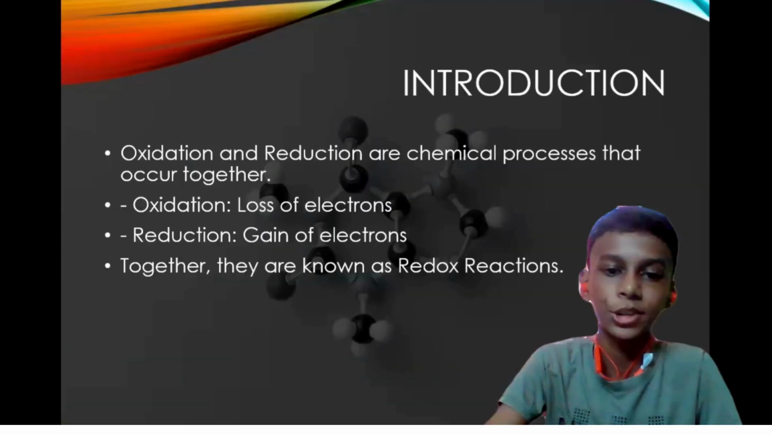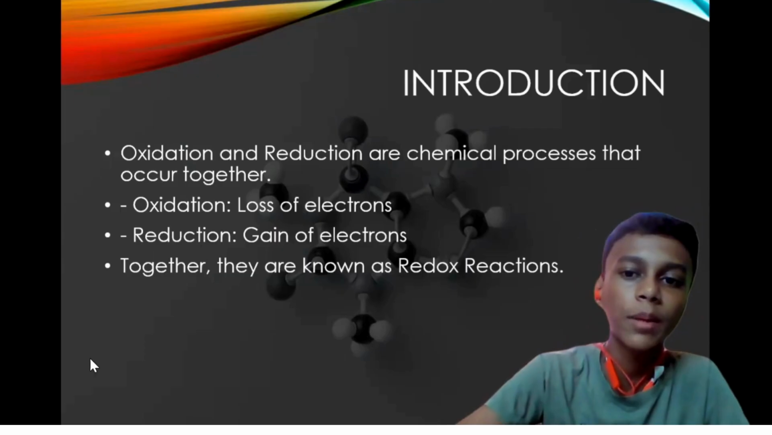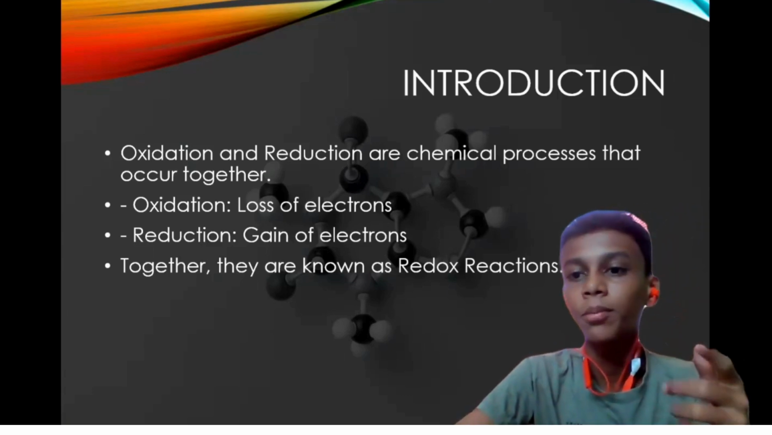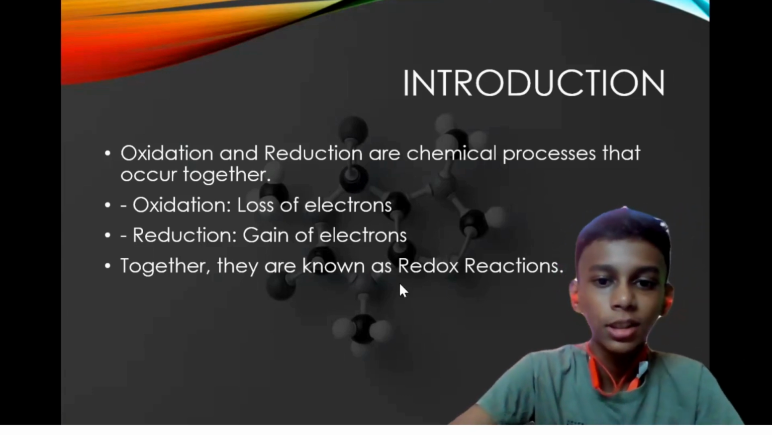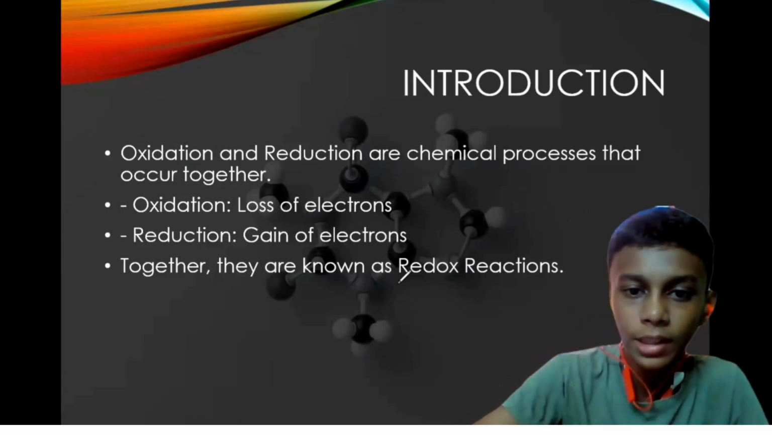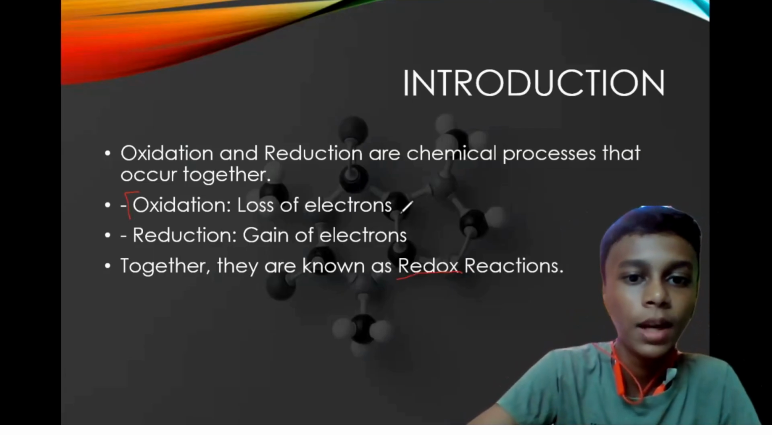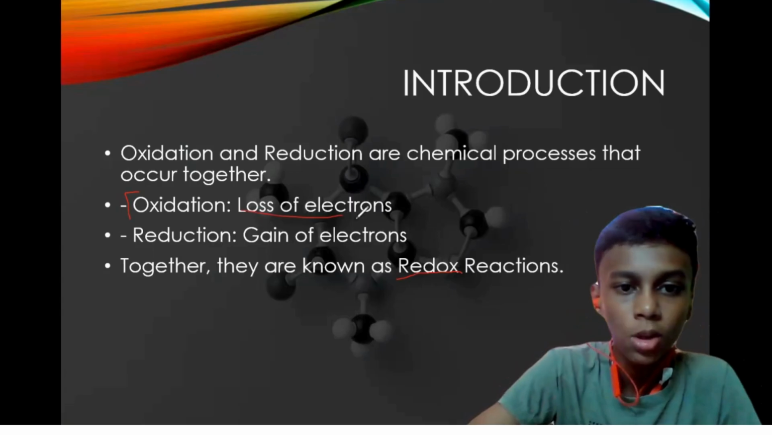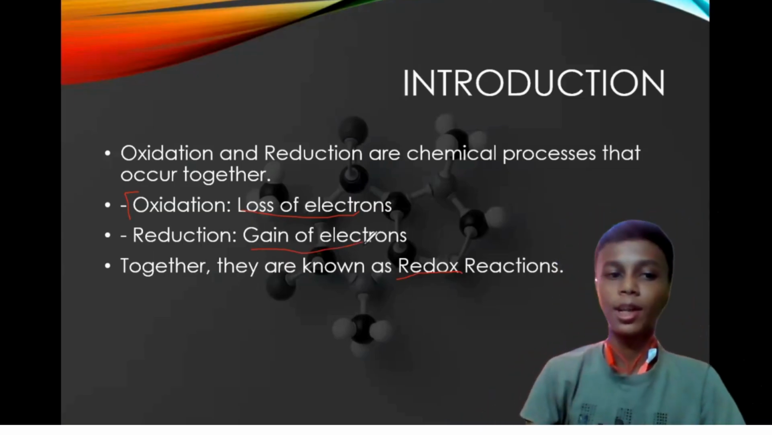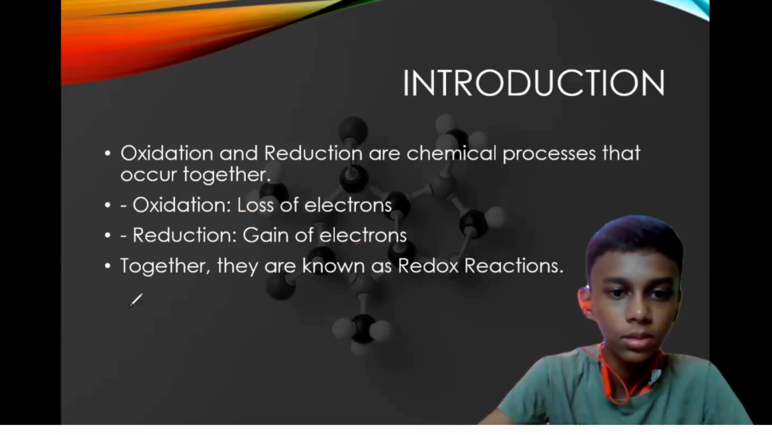Oxidation and reduction are chemical processes that occur together. When they occur together, they are known as a redox reaction. Oxidation, as I told, will have loss of electrons, while reduction will have gain of electrons. Together, they are known as redox reactions. Now let's move on to the next PPT.